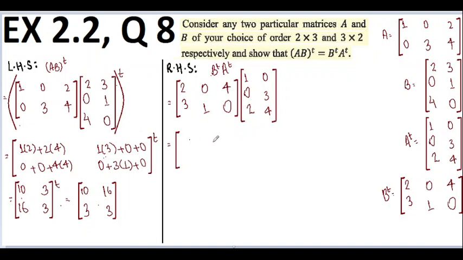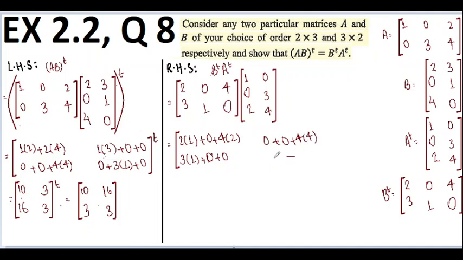So for the first entry, we have the first row and the first column. First row multiplied with the first column, we get 2 into 1 plus 0 into 0 gives us 0 plus 4 into 2. Then this is the second entry, which is in the second row and first column. So we multiply them: 3 into 1 plus 1 into 0 gives us 0 plus 0 into 2 also gives us 0. Then for this entry, this is the first row and second column: 2 into 0 gives us 0 plus 0 into 3 gives us 0 and plus 4 into 4.